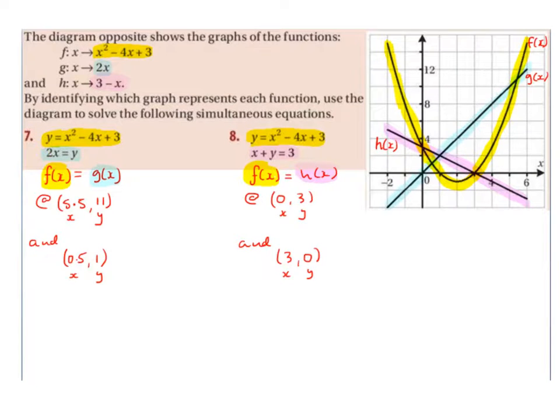Okay, so we see that we have a U-shaped graph, so our equation must have an x squared in it, and we see that f of x maps to x squared minus 4x plus 3 is the only function that has an x squared, so f of x must be the U-shaped graph. So I've highlighted that in yellow to show that they match. So this must be f of x.